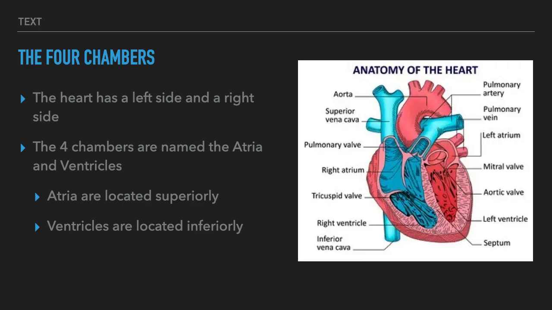The right side of the heart is oxygen poor, so it's blood returning from the body where oxygen has been used up. The left side of the heart is oxygen rich, so it's blood that's coming back from the lungs and is getting ready to be pumped out to the rest of the body. So on the top right we have the right atrium, and on the top left we have the left atrium, and then on the bottom right we have the right ventricle. Bottom left is the left ventricle.